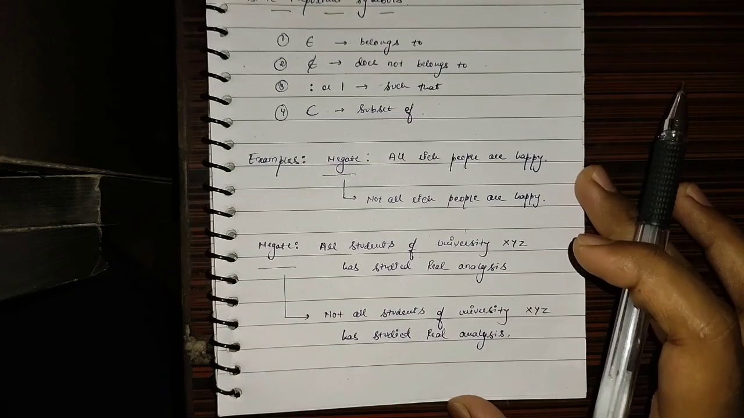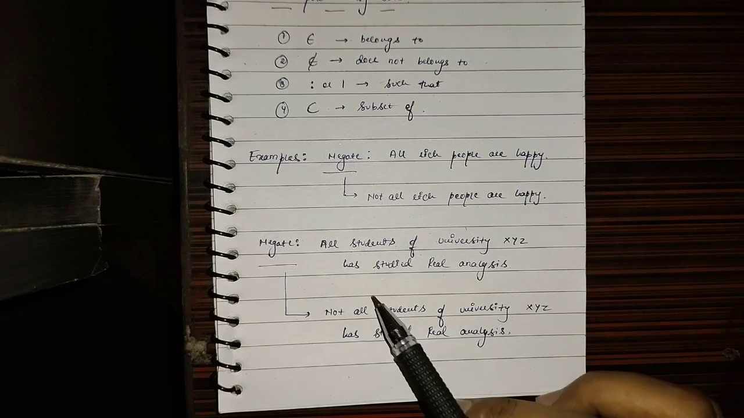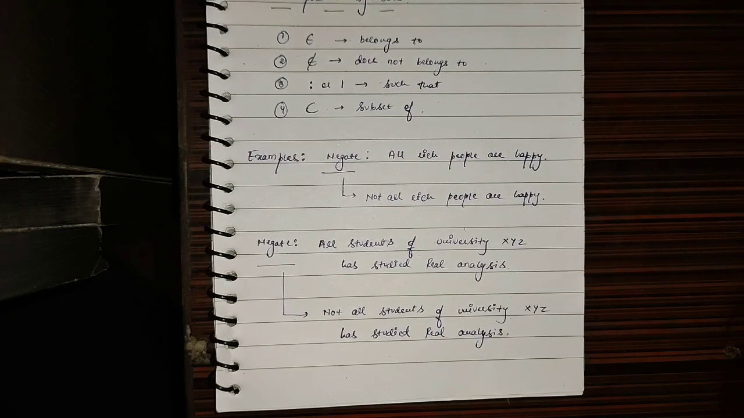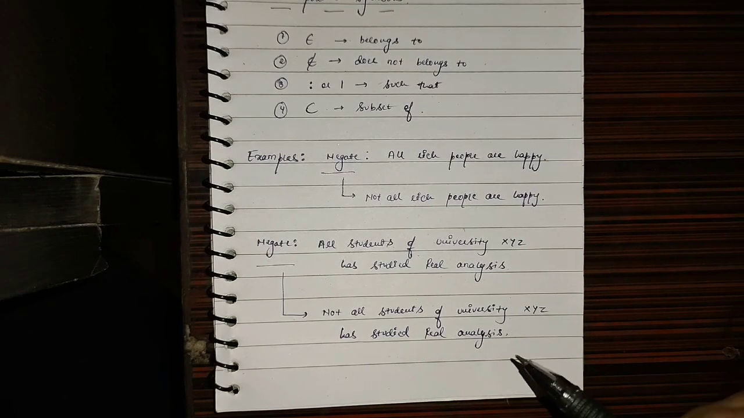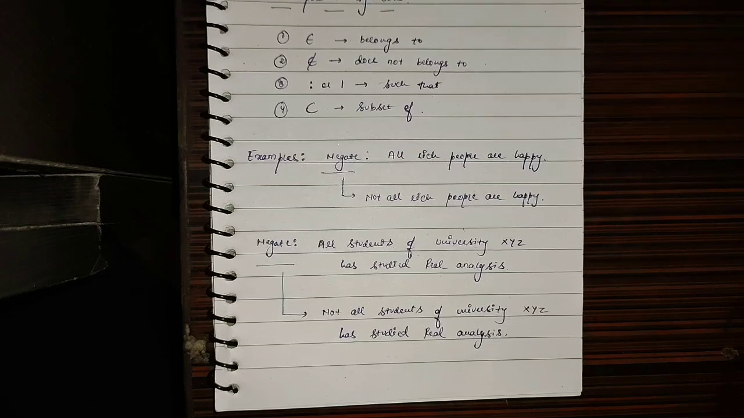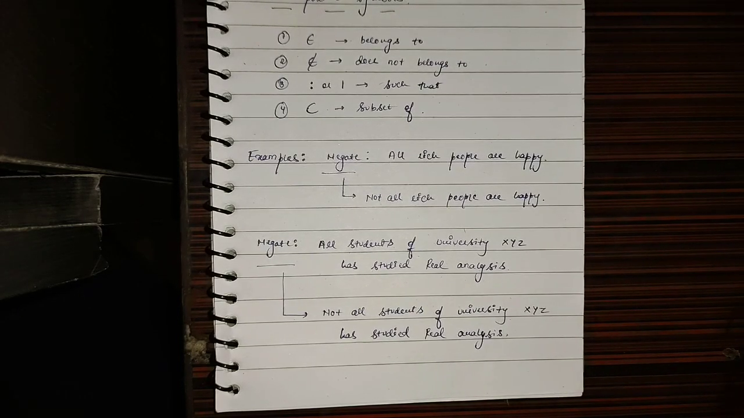Suppose I have another example. All students of university XYZ have studied real analysis. And now I want to negate this statement. I can simply say not all students of university XYZ have studied real analysis. Now if I want to analyze the negation more, like we did earlier, how did I come to the conclusion that not all students of university XYZ have studied real analysis?